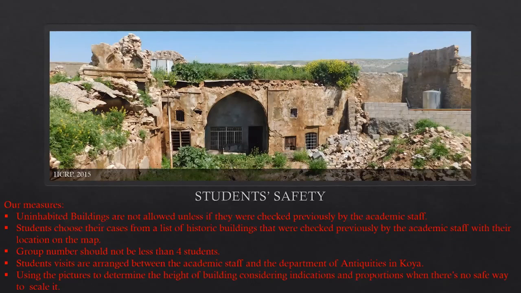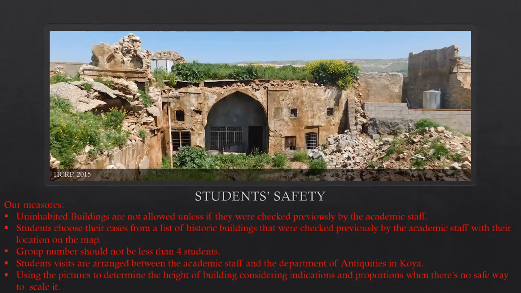That means that we need to go and see the sites of the buildings before they go there, so that we can avoid such things. This is why our measures to keep student safety involve certain cautions or rules. Number one is, of course, uninhabited buildings are not allowed unless they were checked previously by academic staff or are under their supervision.